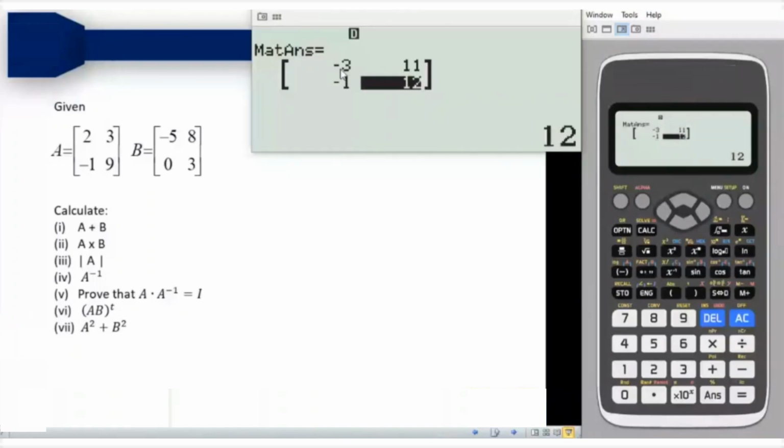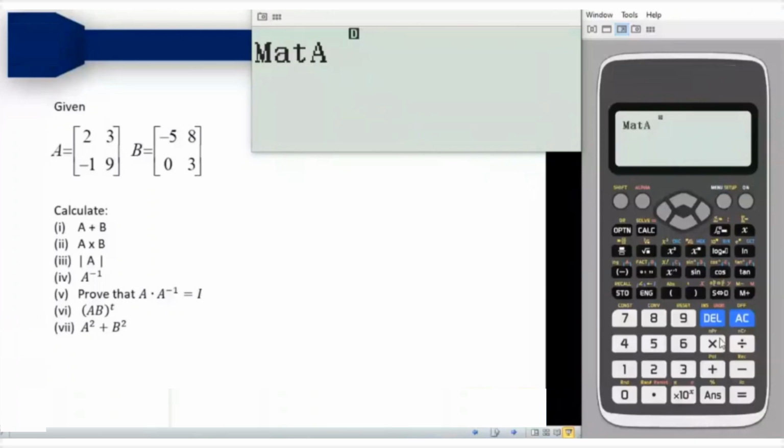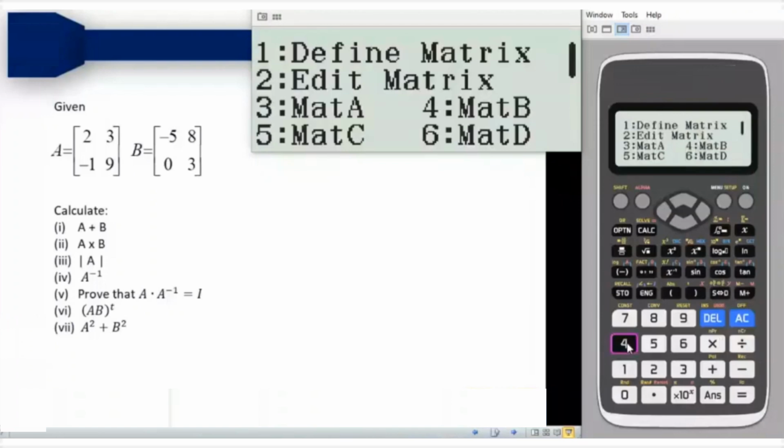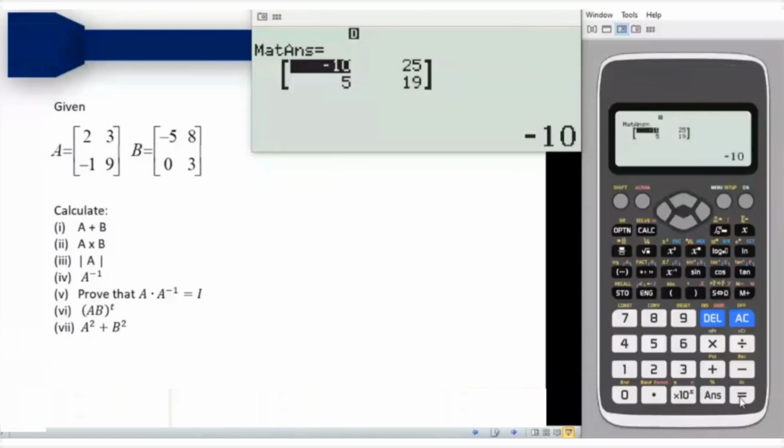The second part of this question is A multiplied by B. Since my matrices are already defined, all I need to do is press option, press 3, multiply, option and 4. So matrix A multiplied by matrix B is equal to minus 10, 25, 5 and 19. Minus 10, 25, 5 and 19 is my answer for A multiplied by B.